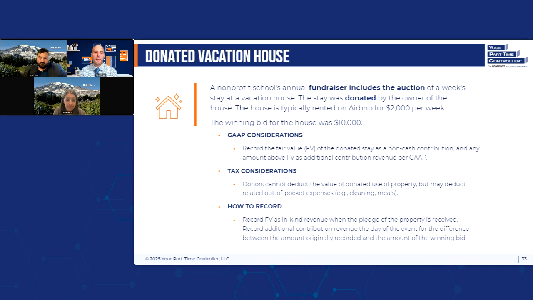From a recording perspective, we discussed this earlier. Technically, even if you don't do it this way, you should record the fair value as in-kind revenue when the pledge of the property is received. And then once the auction is over, you would record additional contribution revenue for the difference between the amount originally recorded and the amount of the winning bid.